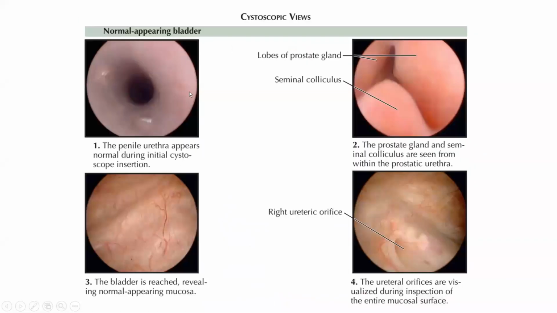So this is a cystoscopic view of the urethra. This is how we enter into the urethra. This is how the prostate lateral lobes are seen cystoscopically, and this is how bladder mucosa appears during cystoscopy, and this is how the ureteric orifice appears.